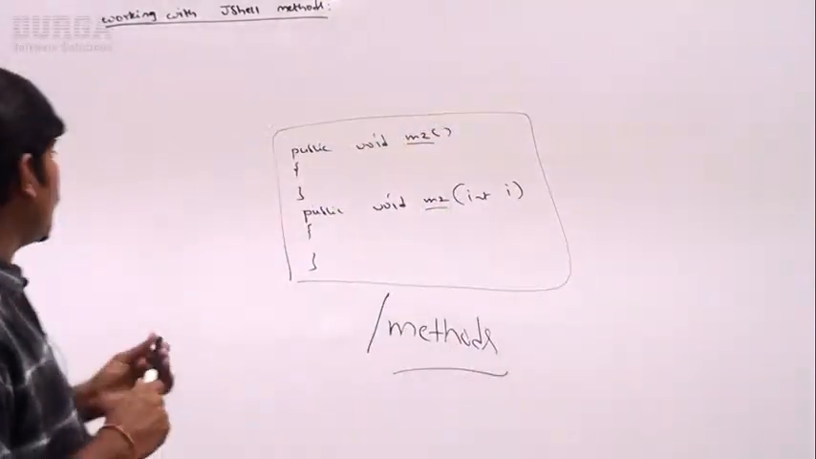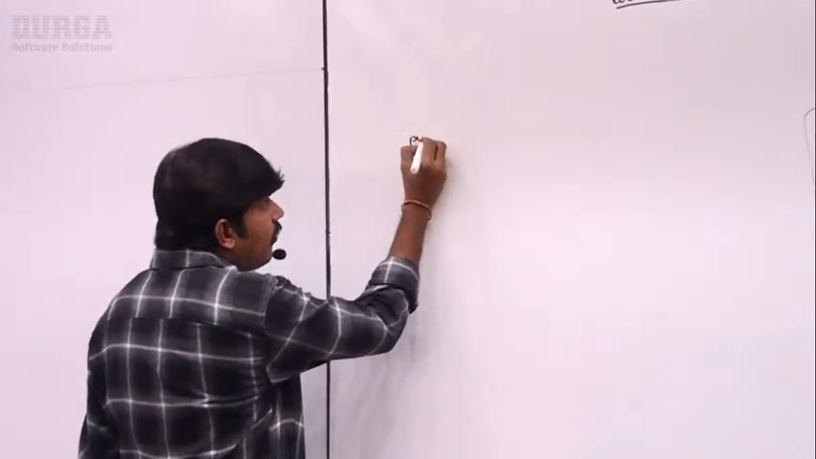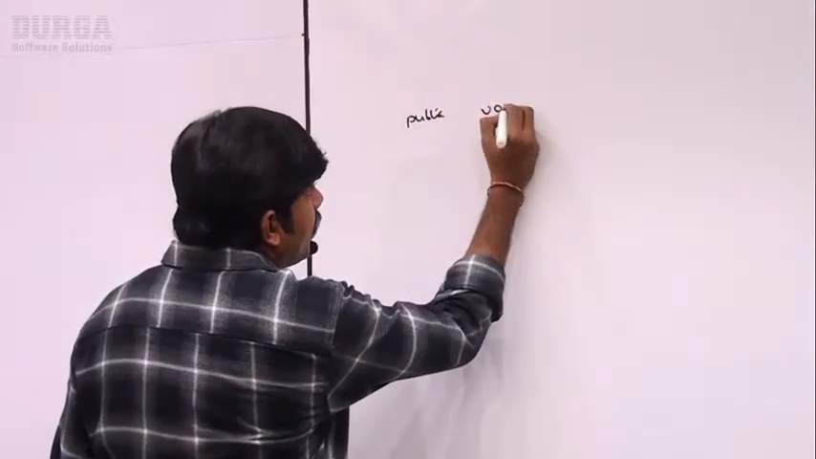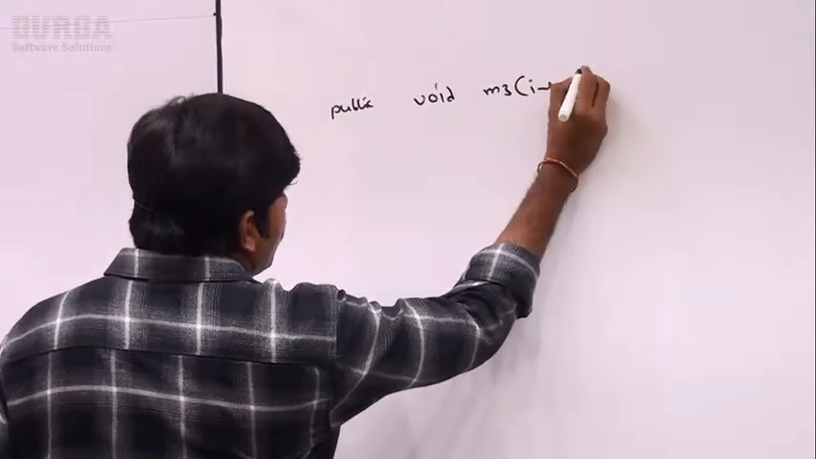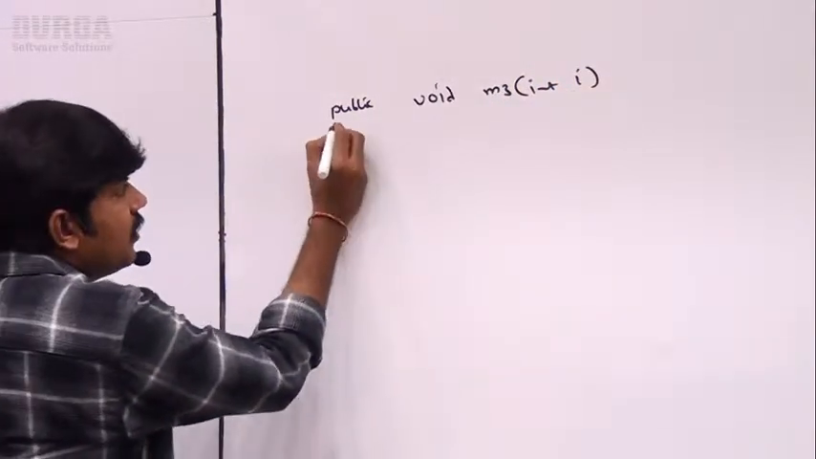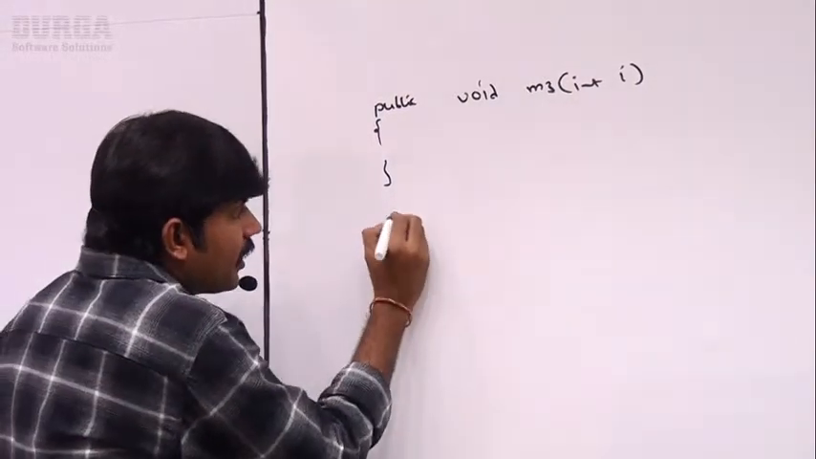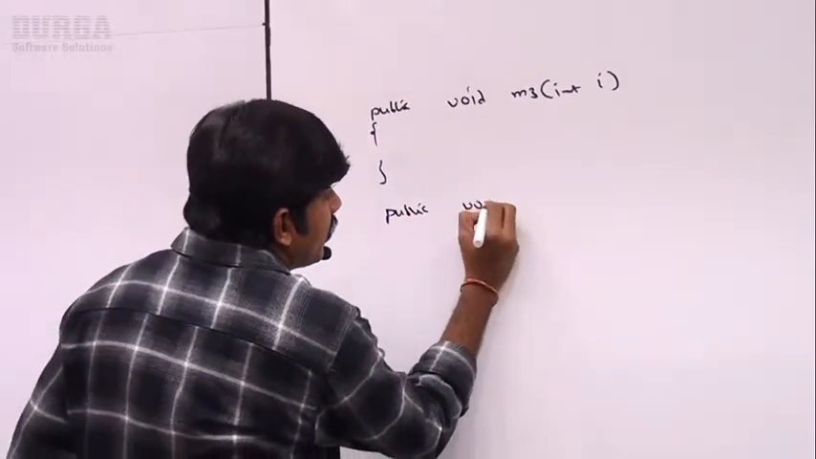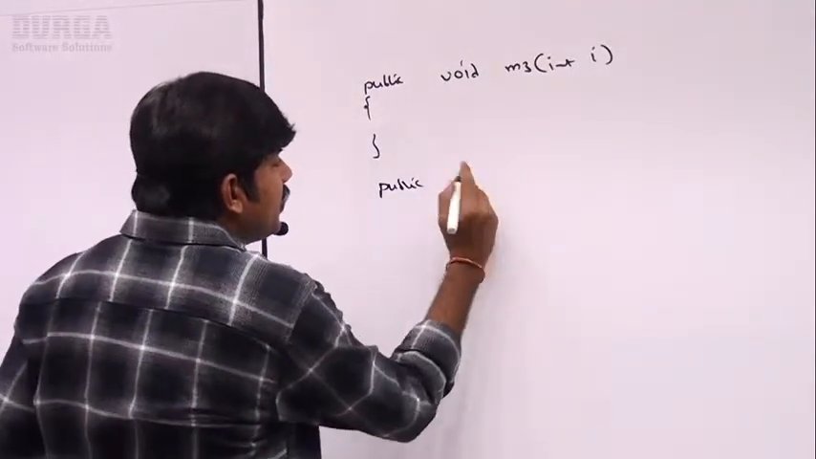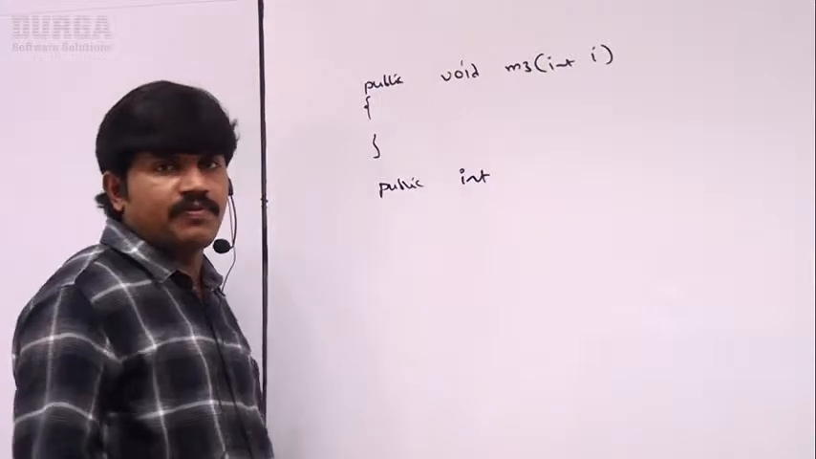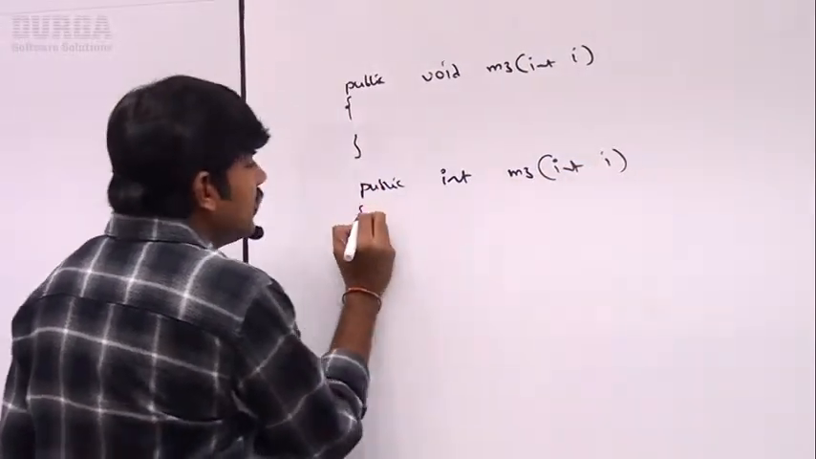What does it mean? Listen, observe that. Have a look once. I have one method, public void m3 method of int I. Assume that, sir. This is my first method, public void m3 of int I. Now I am taking public, maybe a different return type, int m3 of int I, like this.